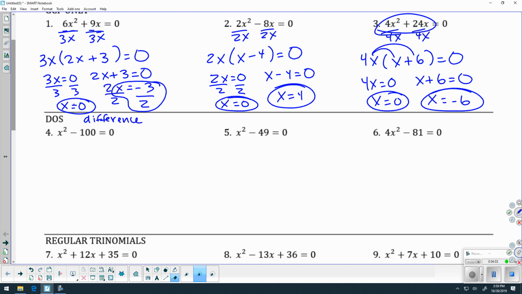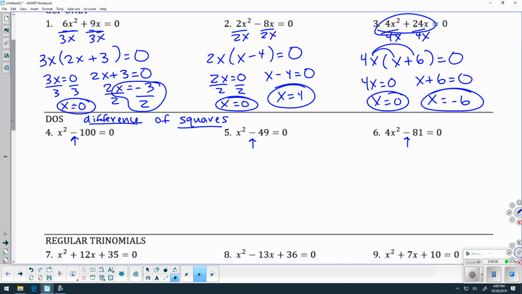So these three, you want to factor them as a difference of squares. Let me just break down the terminology real quick. The word difference means you're subtracting. If you notice in all three of these problems, there's a minus sign, you're subtracting in all three of them. And what you're subtracting are squares.